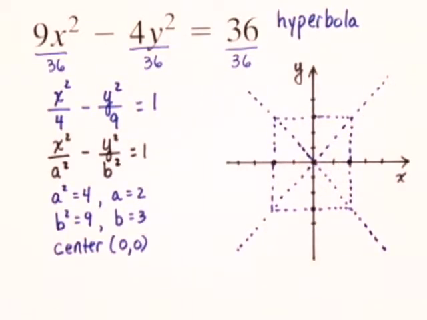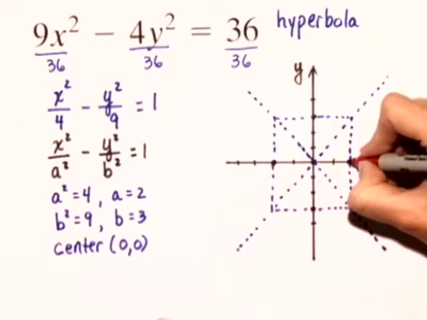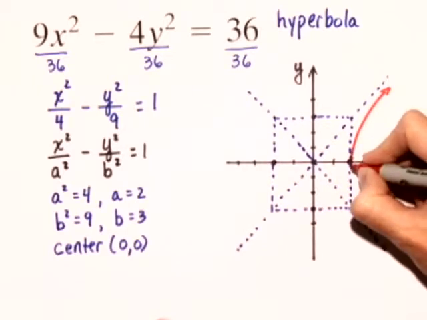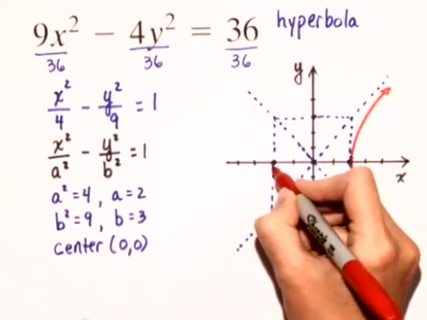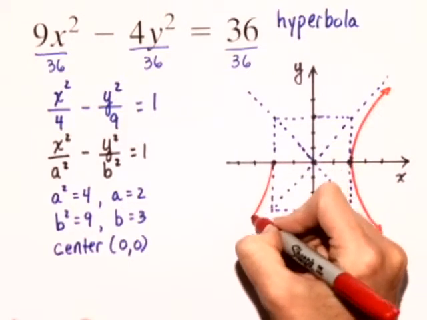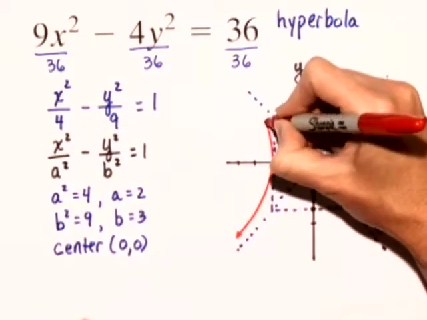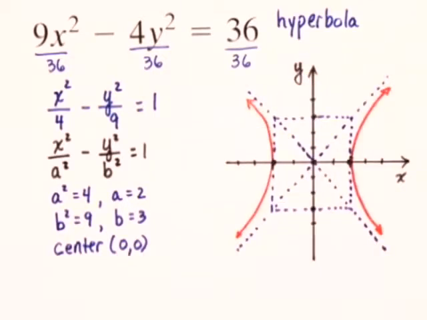We actually have enough to sketch the branches of the hyperbola right now, so I'm going to sketch those in red. From the vertex 2, 0, I'll draw the branches out going toward the asymptotes, and also from the other vertex, negative 2, 0, I'll draw the branches.